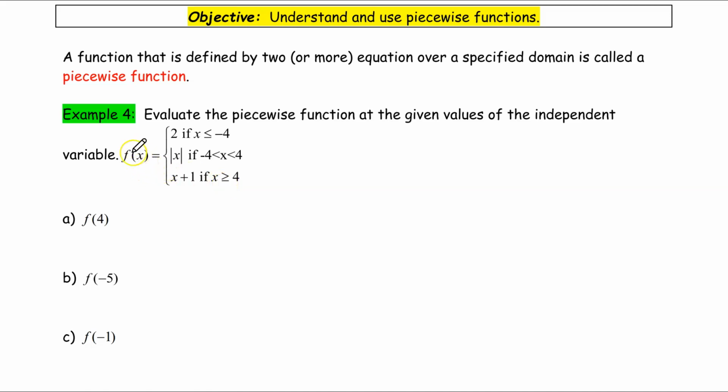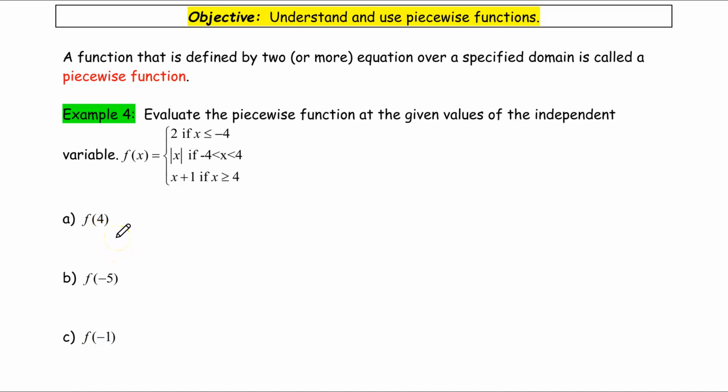So the function here, f of x, is equal to 2 if x is less than or equal to -4. It is equal to the absolute value of x if x is between -4 and 4. And it is equal to x plus 1 if x is greater than or equal to 4. Now for this particular example, we want to evaluate the piecewise function at the given values of the independent variable. So first, let's evaluate f at x equals 4.